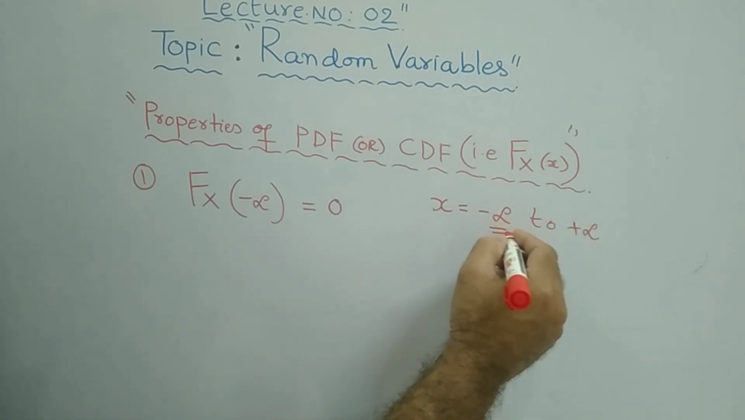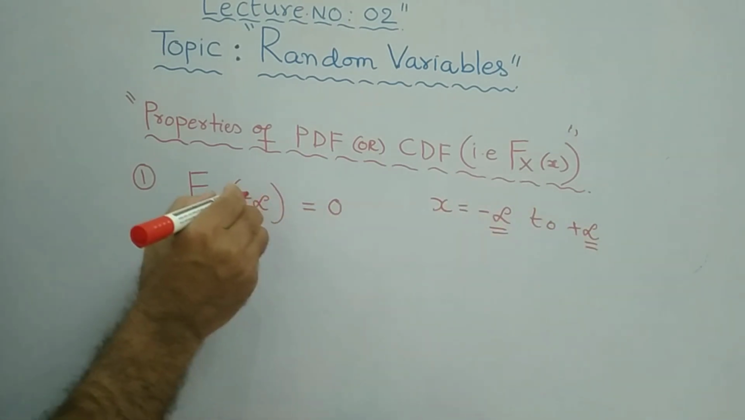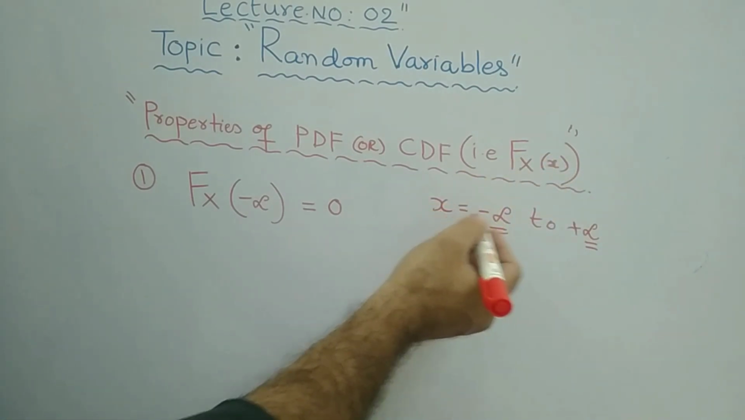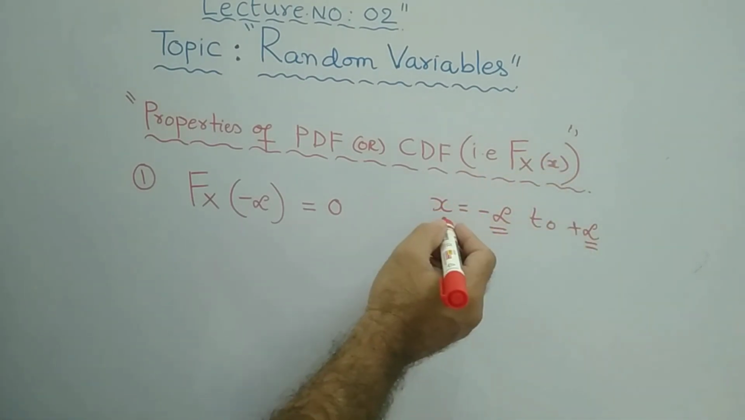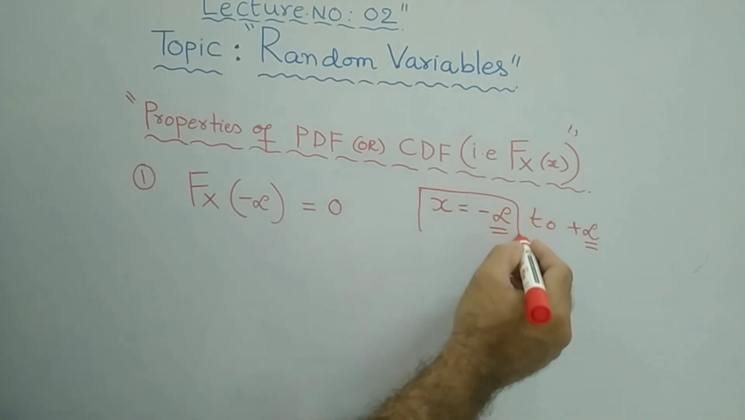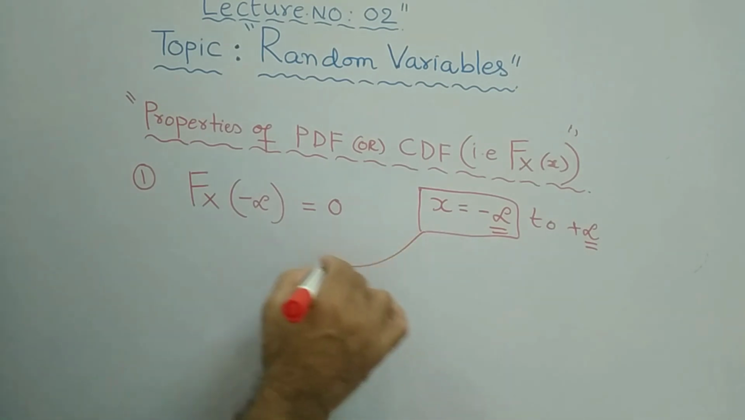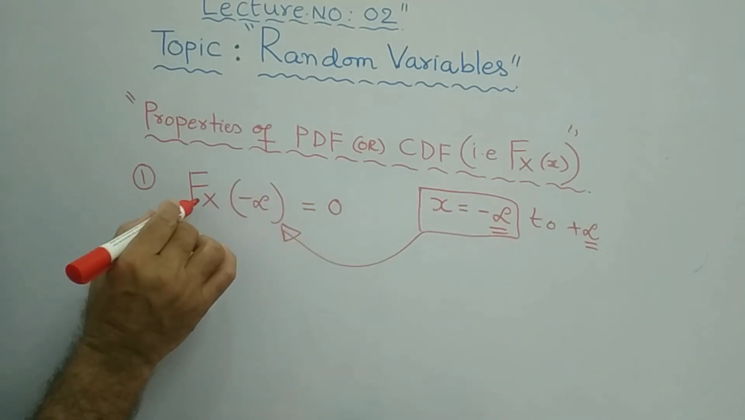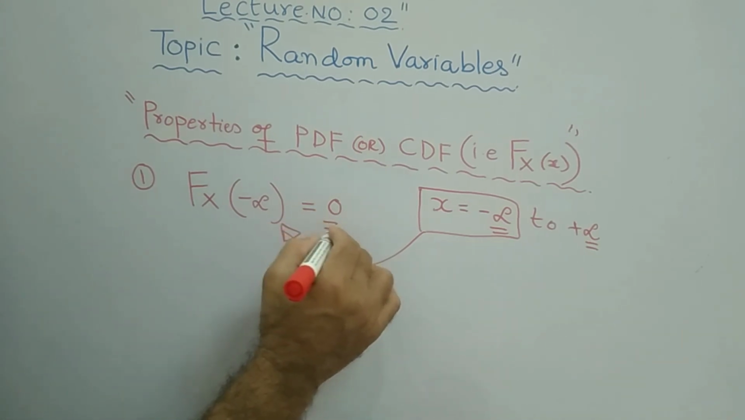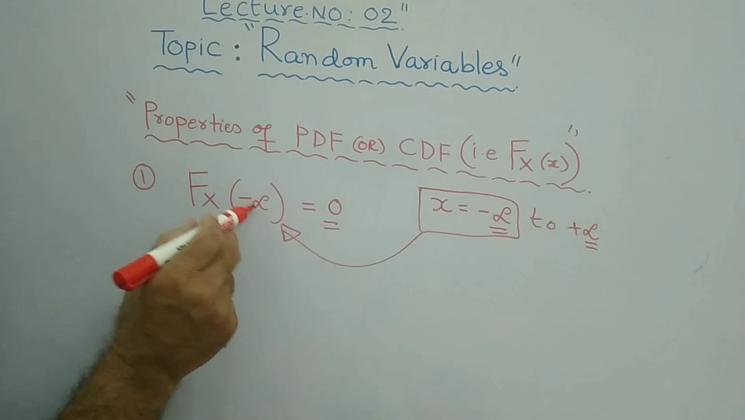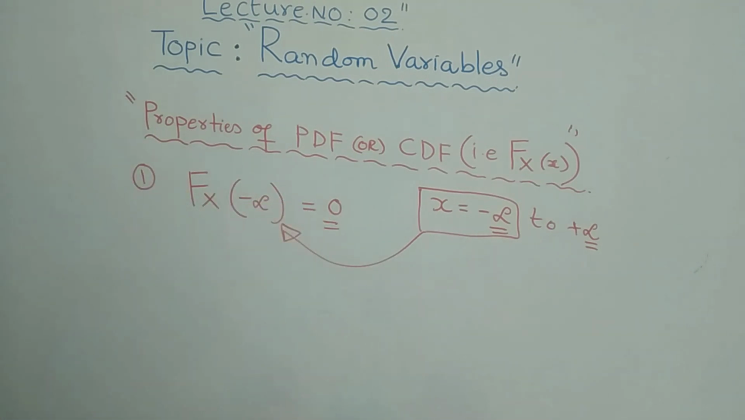Whatever the number we are taking, that small x is defined over minus infinity to plus infinity. Then at this particular value of infinity, what is the distribution function? At x equal to minus infinity, what is the distribution function value? It is 0. That is the property. So the distribution function at x equal to minus infinity is 0.